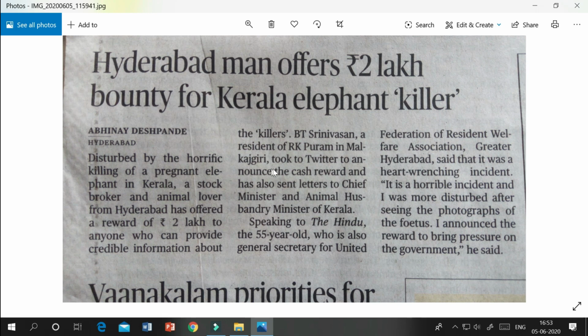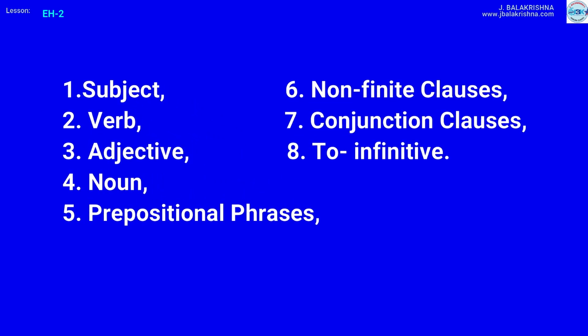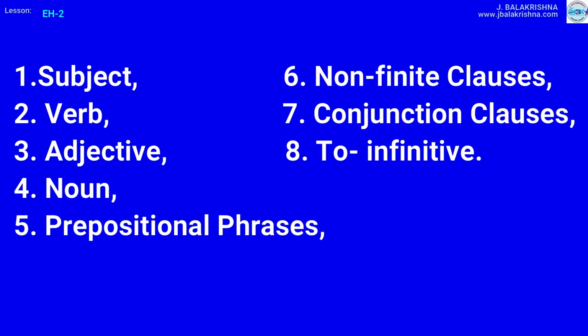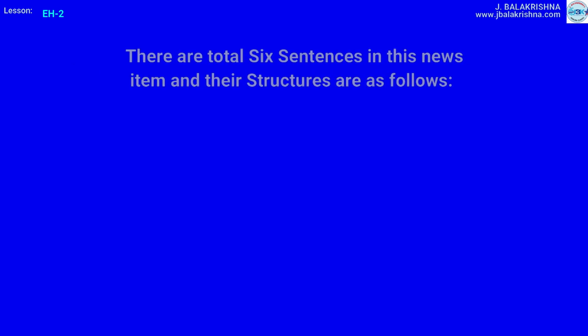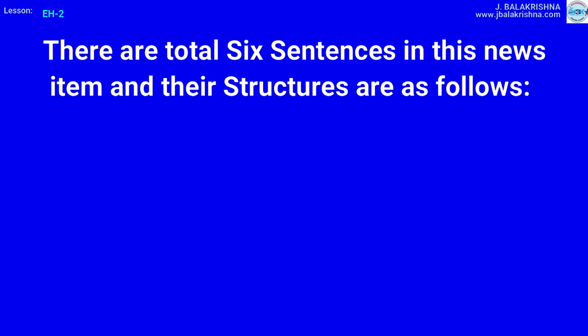So what we have done now is we have understood the meaning of this news item and we have taken the structures. So what should you do? You have to make your own sentences to those structures. In this news item, we have found subject, verb, noun, adjective, prepositional phrases, non-finite clauses and conjunction clauses. And we will be learning more about all these things in our coming videos. And there are total 6 sentences and their structures are as follows.